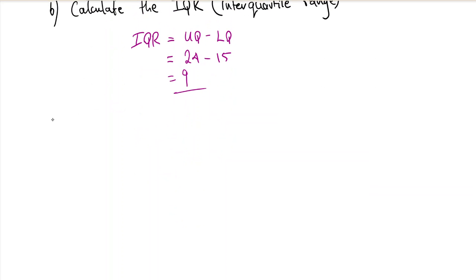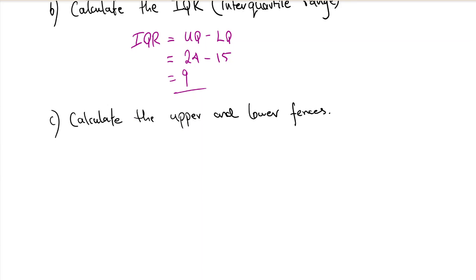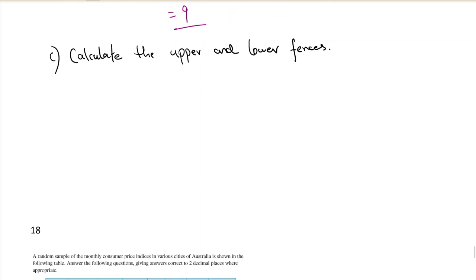Part C wants us to calculate the upper and lower fences. And we use these upper and lower fences to find any outliers, to identify whether there were outliers. So what does this upper and lower fence really mean?